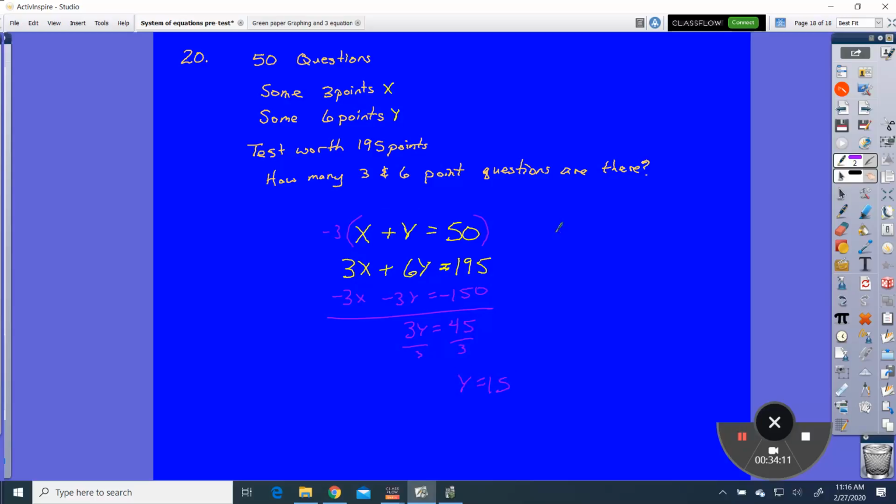Well, x plus y equals 50. And I know that y is 15. So I plug 15 in for y. Now I minus the 15. X equals 35. So the 3-point questions, there's 35 of them. The 6-point questions, there are only 15 of them.